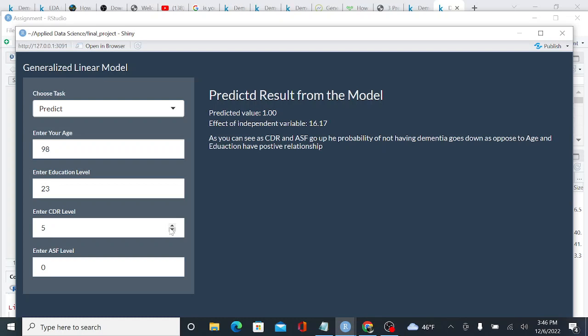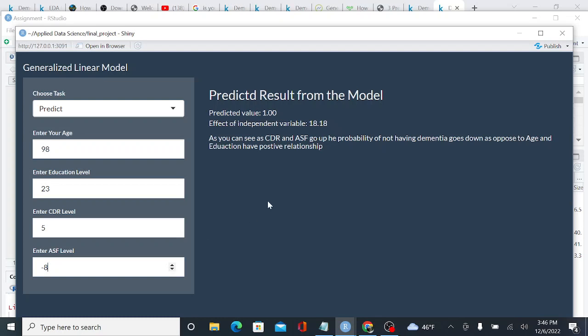If your CDR level is low, and you're really old, then you can see that you have the predictive value of 1. You don't have dementia. This is how powerful CDR is on dementia. ASF does not have much effect, but if its level is pretty low, you can have dementia too.